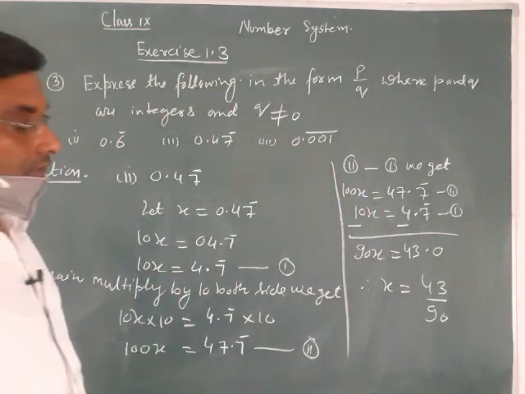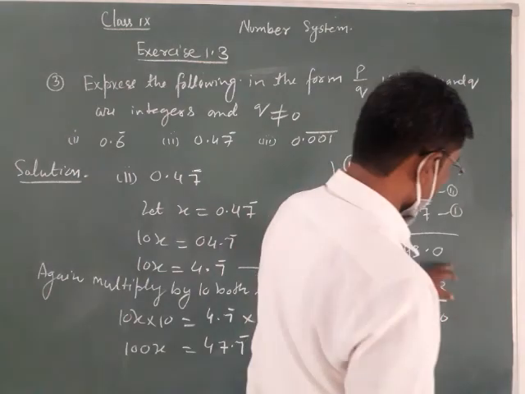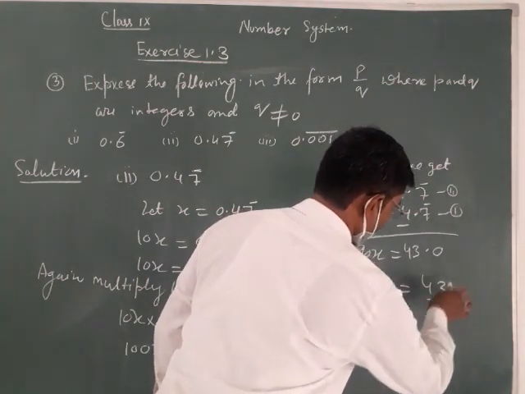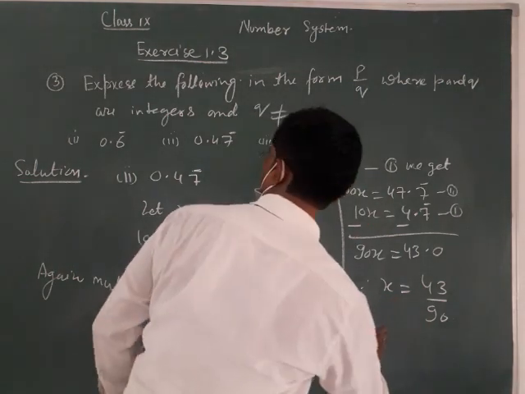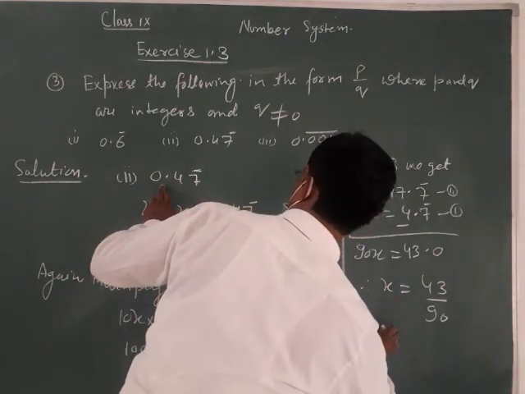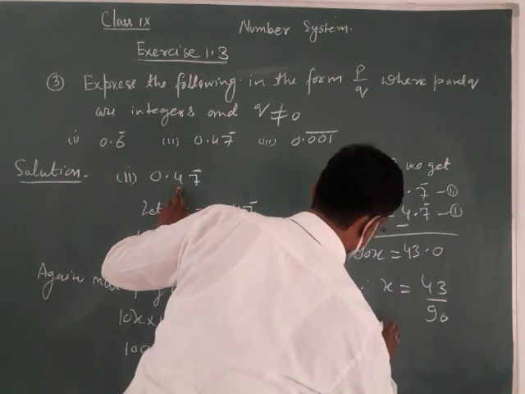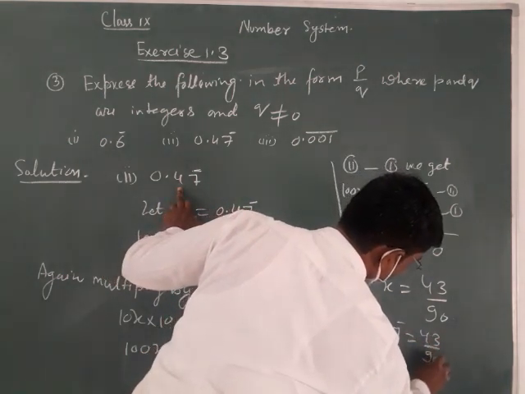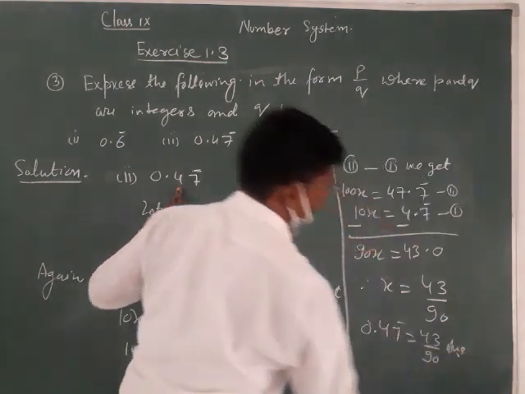90. So not divisible by any number. So this is represented as P by Q. Therefore 0.47 bar is equal to 43 upon 90. This is the answer.